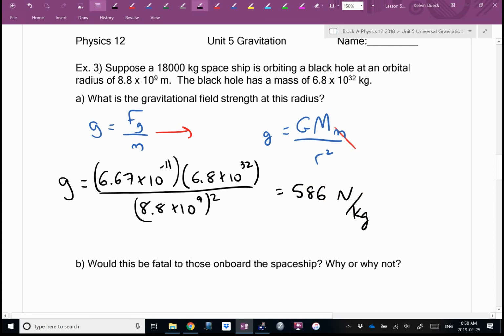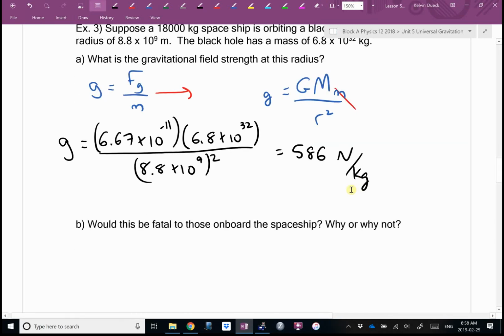Would this be fatal to those on board the spaceship? Why or why not? No need to do any math. What's the gravitational field strength on the International Space Station? It's about, what, 9.1-ish? Do the astronauts notice it? Why not? They're in free fall and they're in orbit.